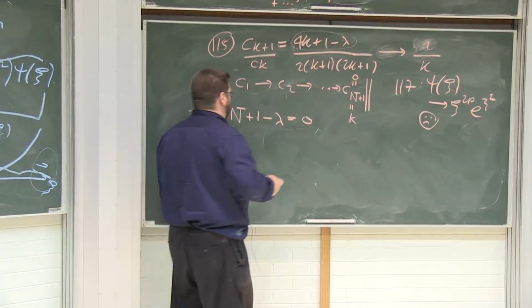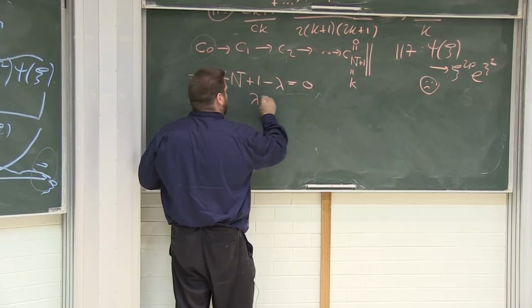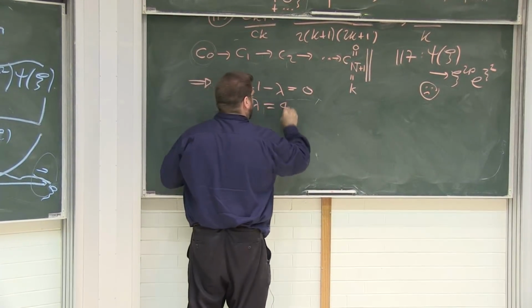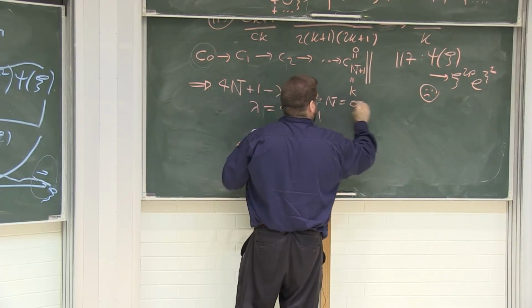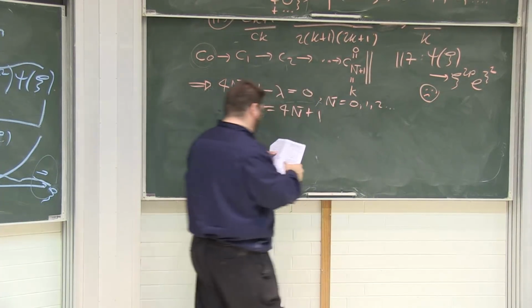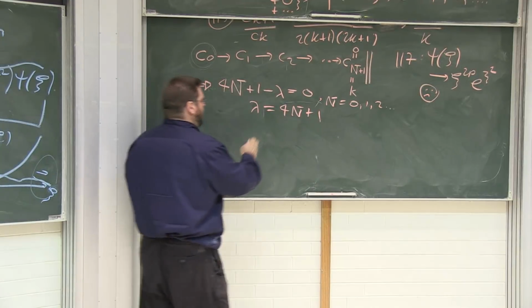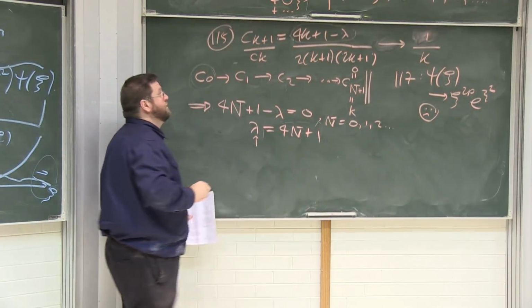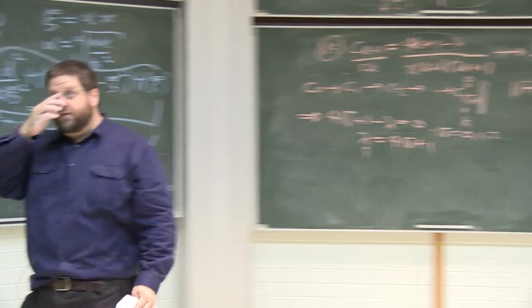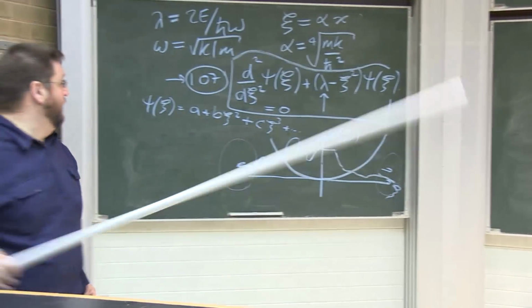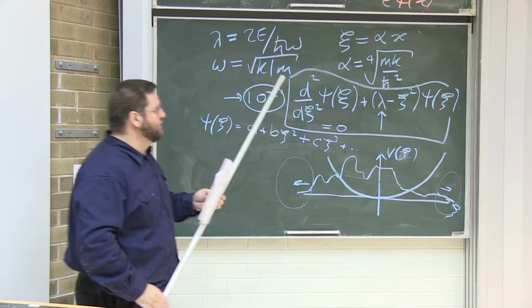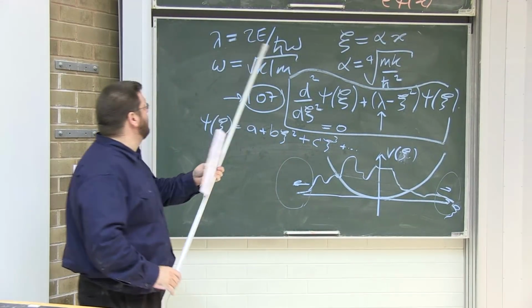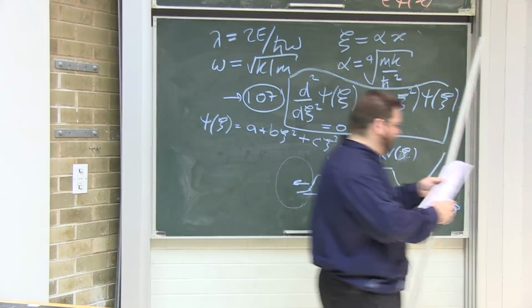All right, we have this equation here. So lambda is going to be equal to 4n plus 1. Now what is n? n will be 0, 1, 2, etc. But lambda was a scaled form of the energy. I was emphasising the fact that it's a scaled form of the energy because we use that factor now. E is lambda up to a constant. So let's replace lambda with 2E on h bar omega.